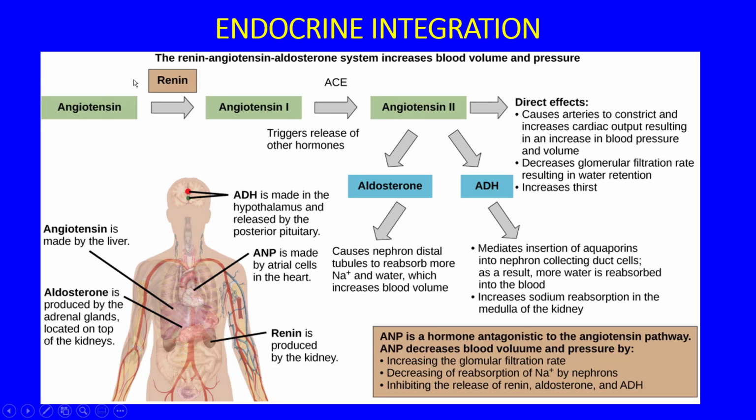And you can see this set up by this nice chart here moving from angiotensin, the renin, it's really angiotensinogen, angiotensin 1, angiotensin 2, the effects as they follow through with ADH and aldosterone. And then, of course, we've got the mentioning of ANP, which is antagonistic to the entire angiotensin pathway. And so the effects are really opposite.